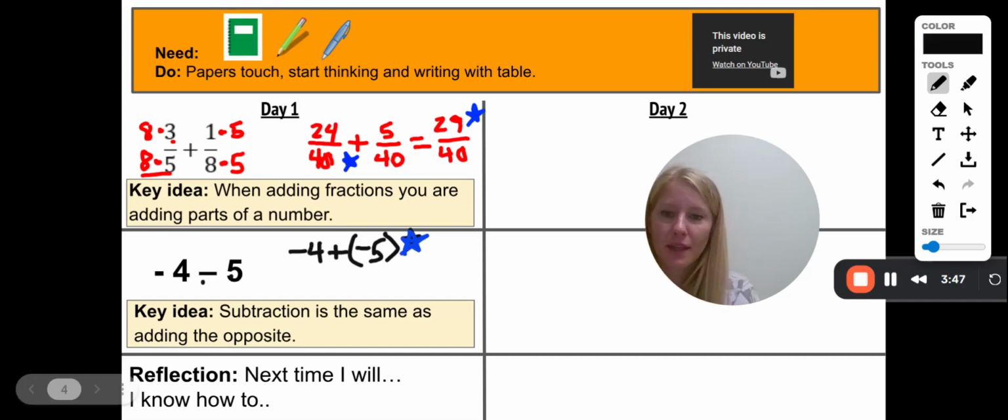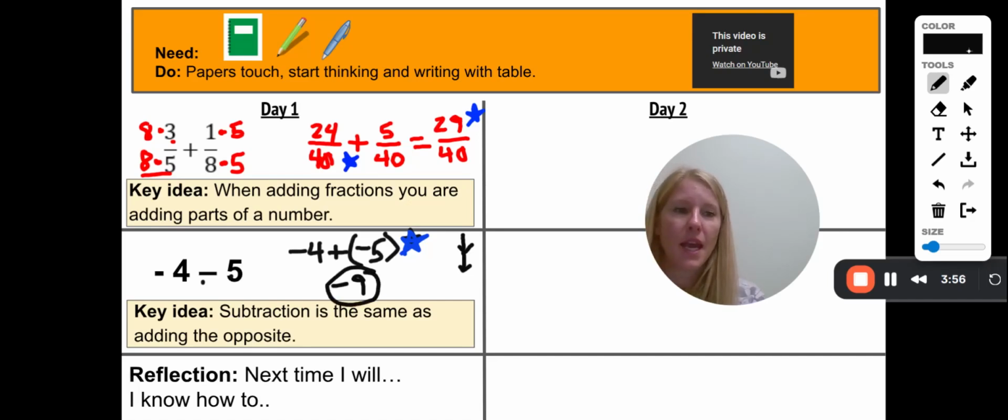And then we're going to add those up. So -4 goes down, and then we're going to go down 5 more. So we're going to end up at -9. And if you got that correct answer, give yourself a star.